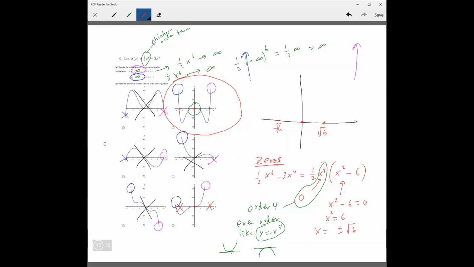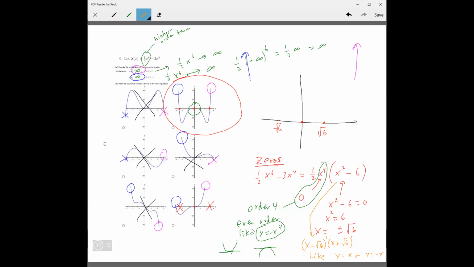Now on the other hand, over here, you can factor this into x minus the square root of 6 times x plus the square root of 6. These are order 1. So this will be like y equals x or y equals -x. It'll just go clean through, right through.